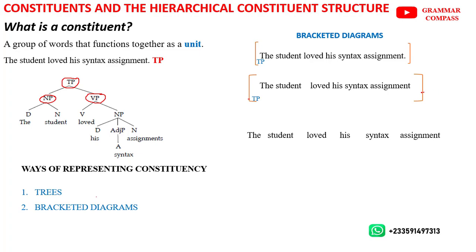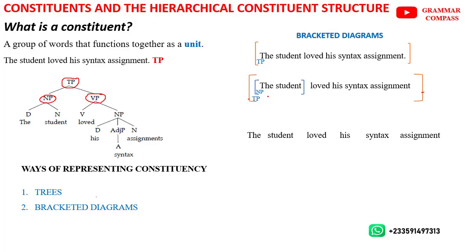So let us represent the two major constituents within the tense phrase. That is the noun phrase part and then the predicate or the verb phrase part. We will draw brackets around the noun phrase to indicate that it is a constituent within the tense phrase. So we would have something like this. This shows that the student is a constituent within the tense phrase.